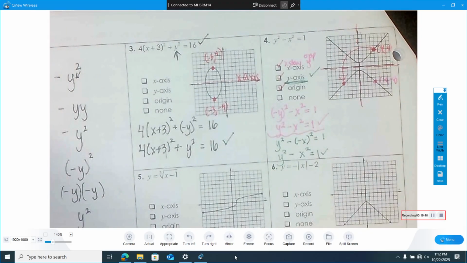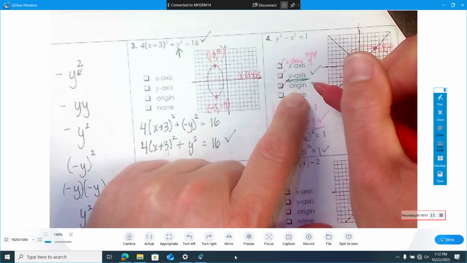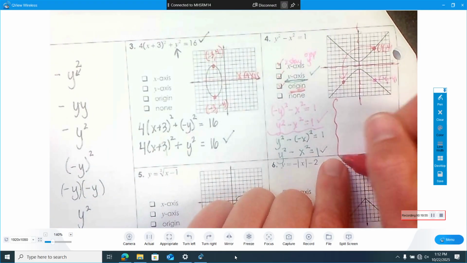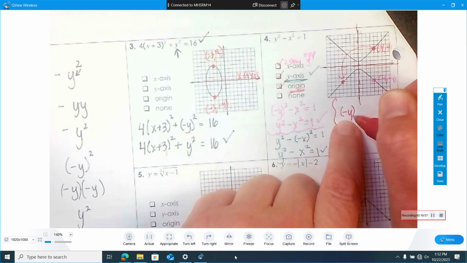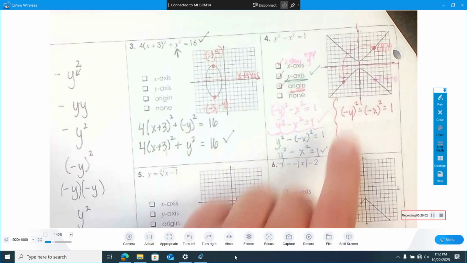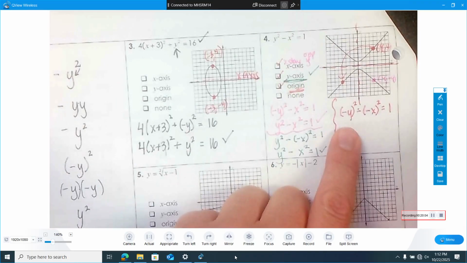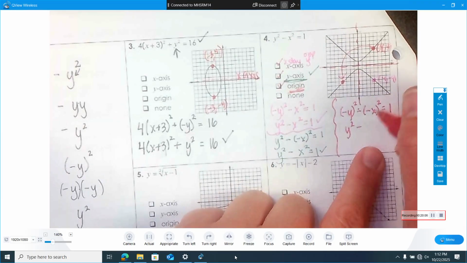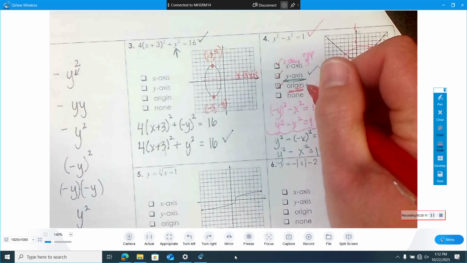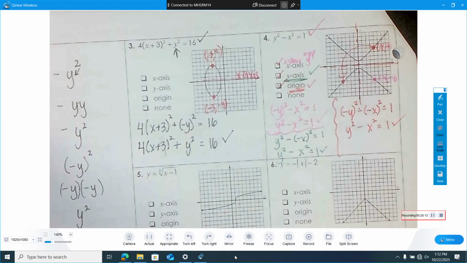What do we do for origin? All of them. Yep, origin. Everything is opposite. Opposite x, opposite y. So for the origin symmetry, we're going to do the opposite of y and the opposite of x. And then again, negative y quantity squared becomes y squared, negative x quantity squared is x squared, and it cleans up to exactly what we started with. So there's our proof for that symmetry. Okay, great.